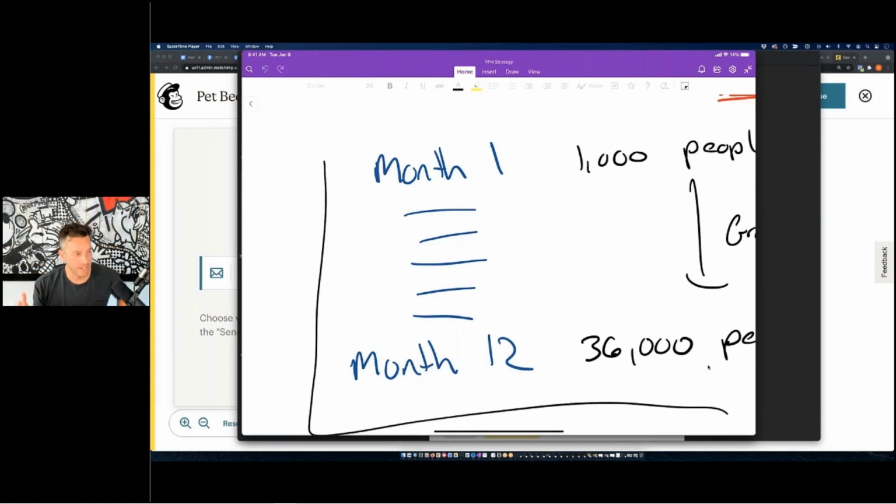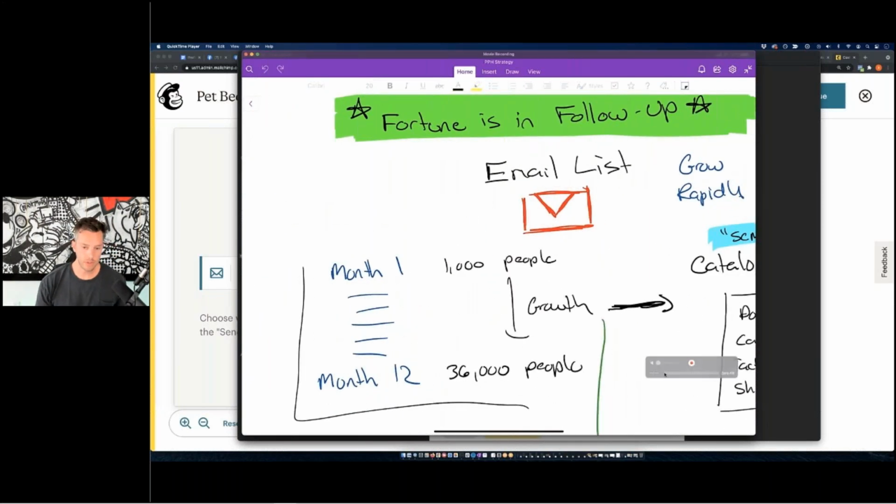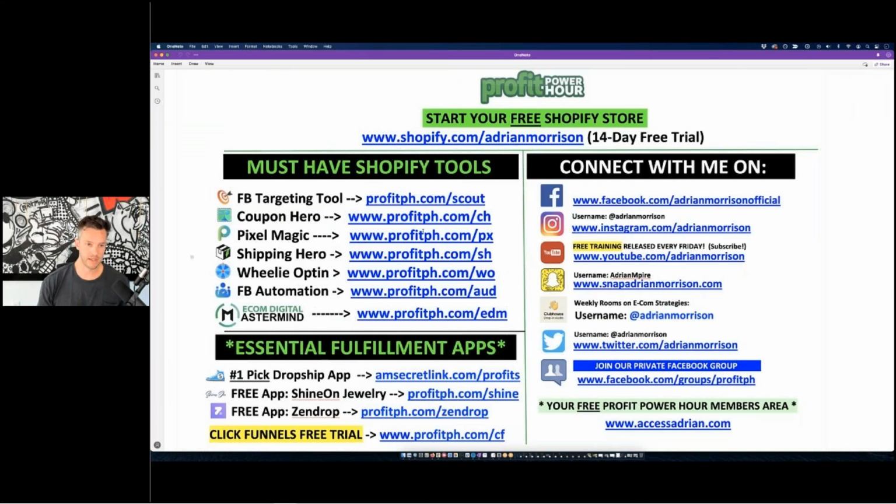So as you're running ads on Facebook, maybe you're not profitable today, but the leads and customers that come into your store and opt into your email list today will probably profit handsomely next month and the month after that. And the way that we get a big email list is we use apps like the one you saw where you spin the wheel, which is Wheelie Opt-in. So you can see Wheelie Opt-in here.